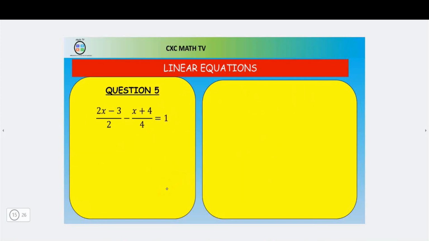Okay, what about this one? Another one similar to the one you've done before. Pause the video and attempt this question for me. Find the value of x.